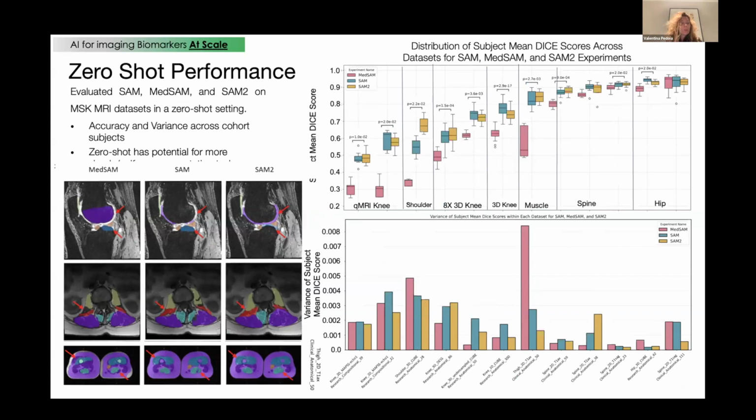And MedSAM, as you see in this image, and also in some quantification, the pink box, works much worse than the other two original releases from Meta, which is surprising because MedSAM is a version of SAM that is fine-tuned for medical imaging. So what happened there? And this is not the first attempt to fine-tune a foundation model to a specific domain and have actually failure, and the original foundation model being better than the fine-tuned one.